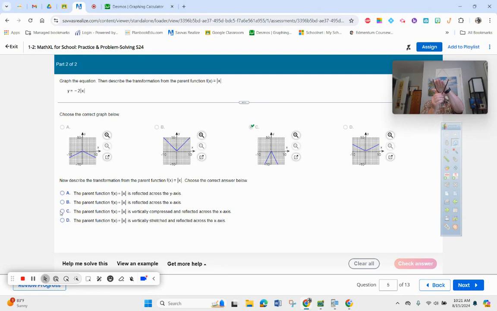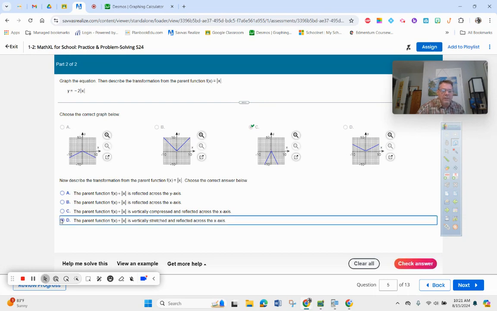A vertical compression would do what? Make it wider. A vertical stretch is going to do what? Make it more narrow. And then it was also what? Flipped over. So that's going to be a D for me. It's vertical stretched and reflected over the x-axis.